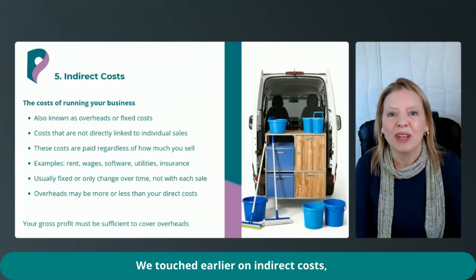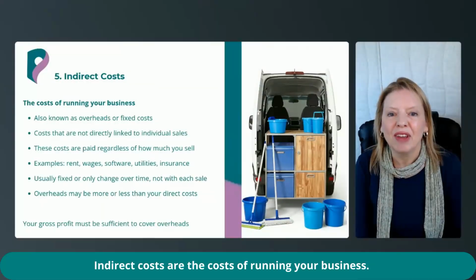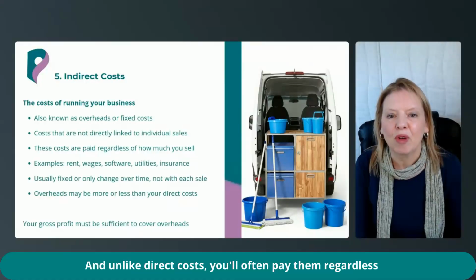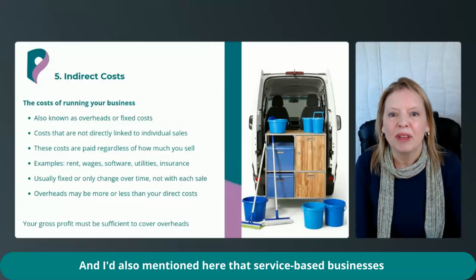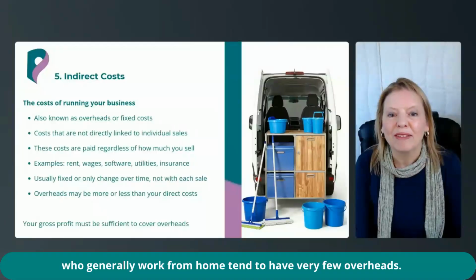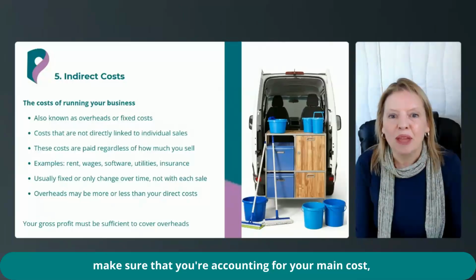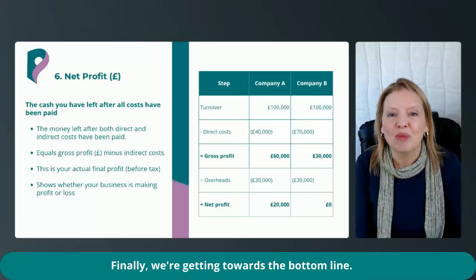We touched earlier on indirect costs, but we're looking at it again here as essential number 5. Indirect costs are the costs of running your business. They are also known as overheads or fixed costs, and unlike direct costs, you'll often pay them regardless of how much you sell. For example, rent, software, utility bills, accounting fees, and similar. And I'd also mention here that service-based businesses who generally work from home tend to have very few overheads. So if you are a service-based business, make sure that you're accounting for your main cost, which is actually your time.